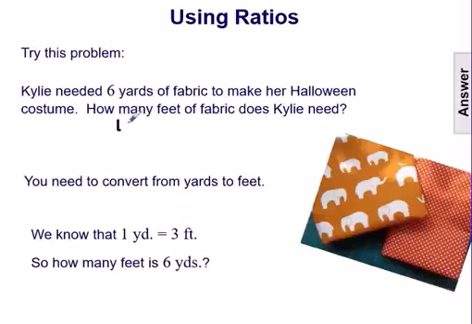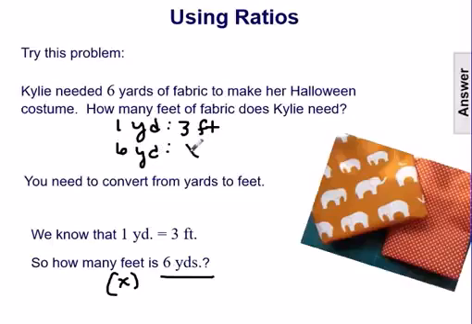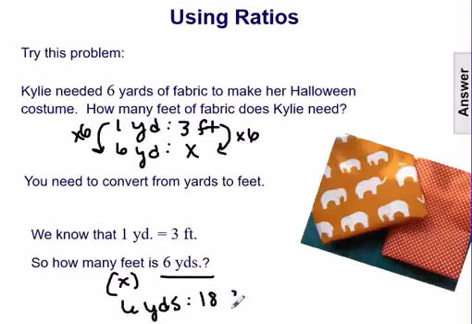Well, if 1 yard is 3 feet, that's our first ratio we can set up. And we're trying to figure out how many feet, that's an unknown, are in 6 yards. So 6 yards would be compared to x. Now, how are we getting from 1 yard to 6 yards? We're multiplying by a factor of 6. So I'm going to multiply 3 feet by that same factor of 6 to get that 6 yards is going to be equivalent to 18 feet, and that answers our question.